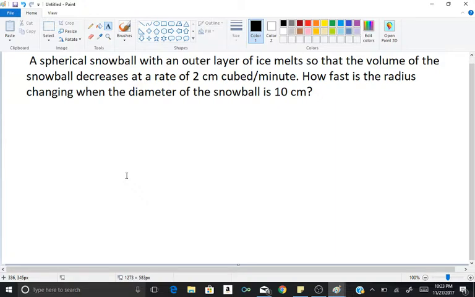A spherical snowball with an outer layer of ice melts so that the volume of the snowball decreases at a rate of 2 centimeters cubed per minute. So basically you've got a snowball. Its volume is decreasing at a certain rate. And the question is, how fast is the radius changing when the diameter of the snowball is 10 centimeters? That's the question.